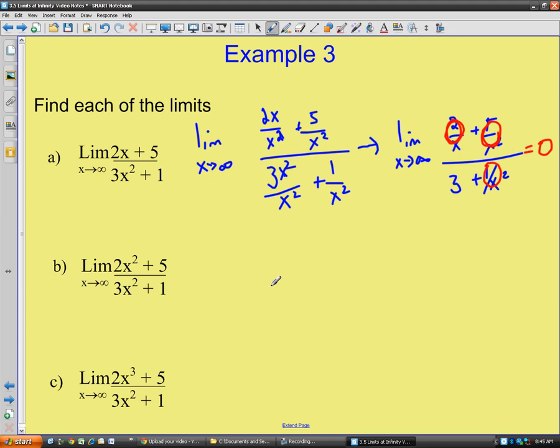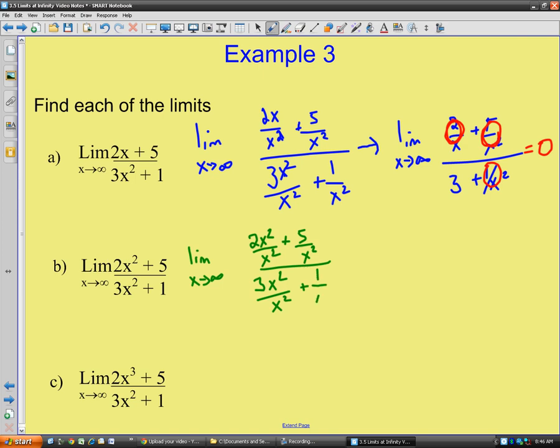Well, now if I was to do the next one, same thing will happen. I'll get infinity over infinity. So I have to break this up and say, okay, my limit as x goes to infinity for this, I'm going to divide everything by the highest power on the bottom, which happens to be x squared. And so I get this. This is like the previous example that we just did.